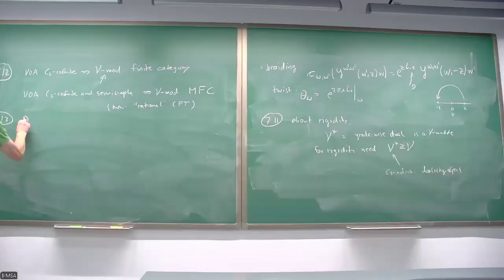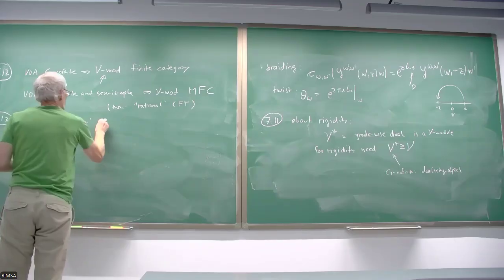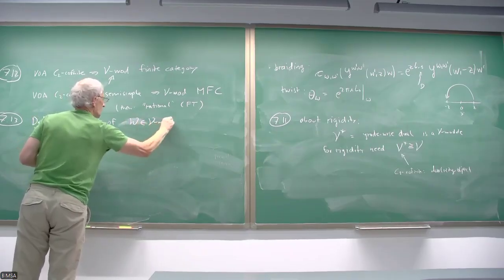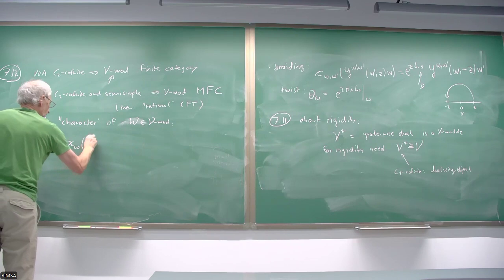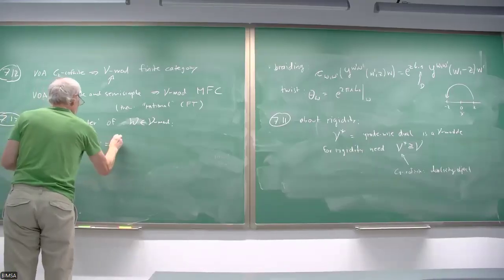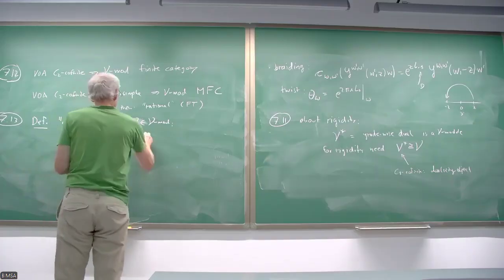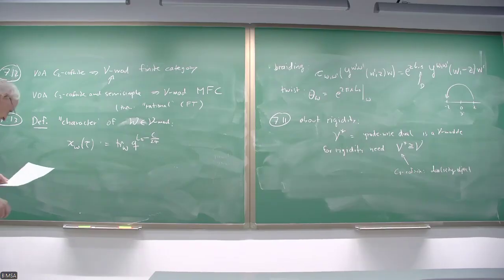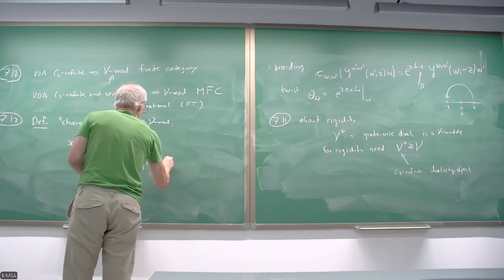Next, I define the character of a V module as a formal power series in the first place, a chi W of some variable, which in the first place is a formal variable, as a trace in W over the linear homomorphism Q to the L0 minus c/24, where c is this value of the central charge that is fixed, and Q is related to tau, or the other way around, and that Q is equal to e to the 2 pi i tau.